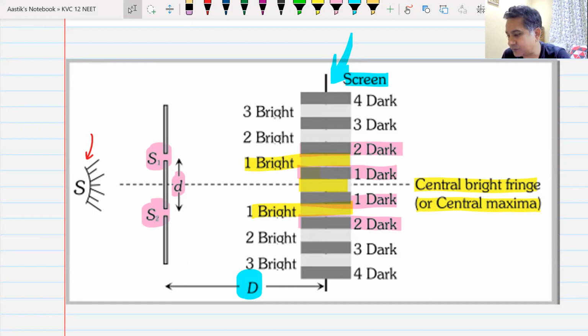What are the points where you are having constructive interference? What are the points where you are having destructive interference? Just use some common sense. Tell me, what are the points where you are having constructive interference? What are the points where you are having destructive interference? No one?